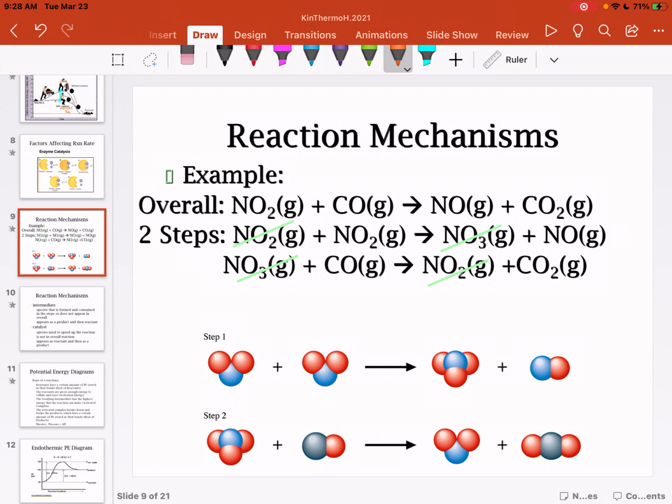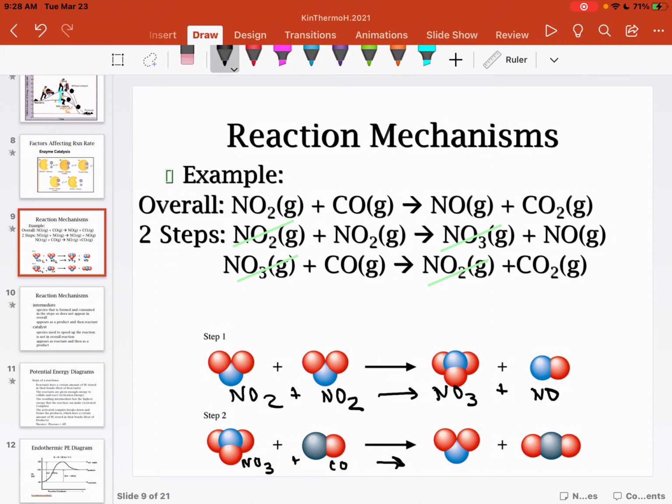So our first step, we had an NO2 plus an NO2. And they underwent a series of 2 particle collisions. And you can see that they made NO3 and NO as a result. Then in our second step, we looped that NO3 around to become a reactant. And that NO3 became a reactant with another substance, carbon monoxide. And you can see as a result, we got an NO2 and a CO2.